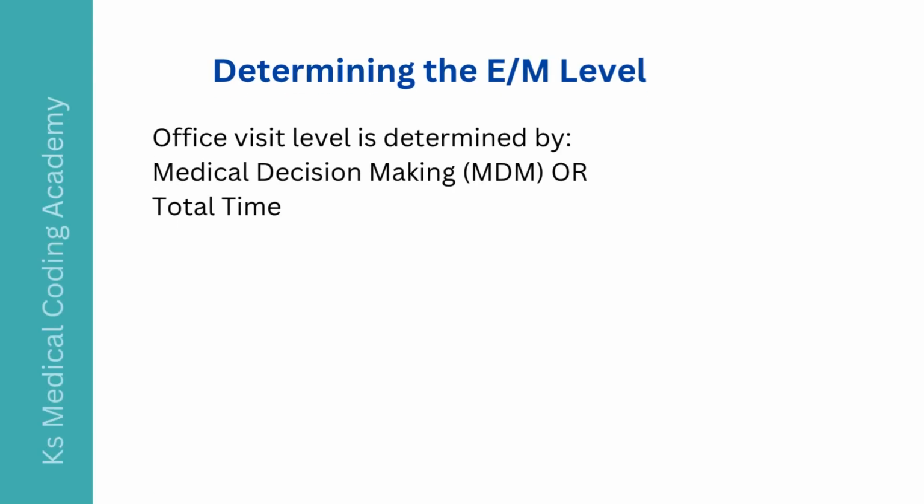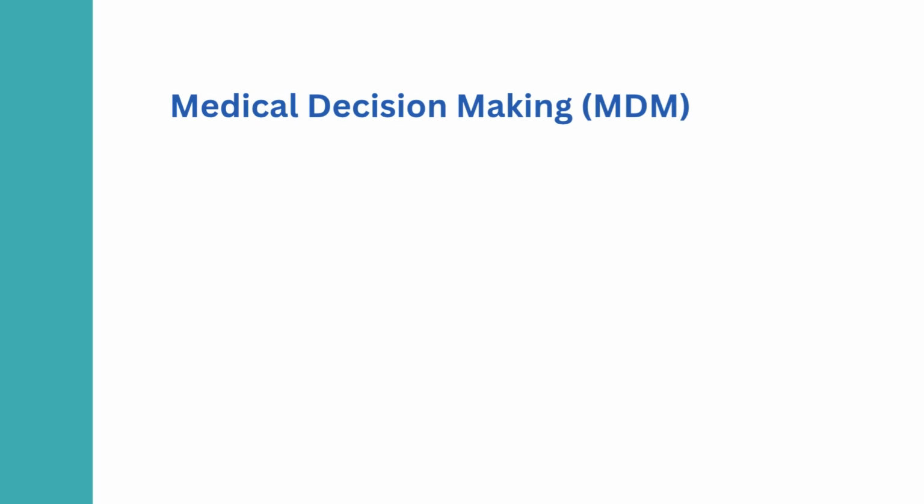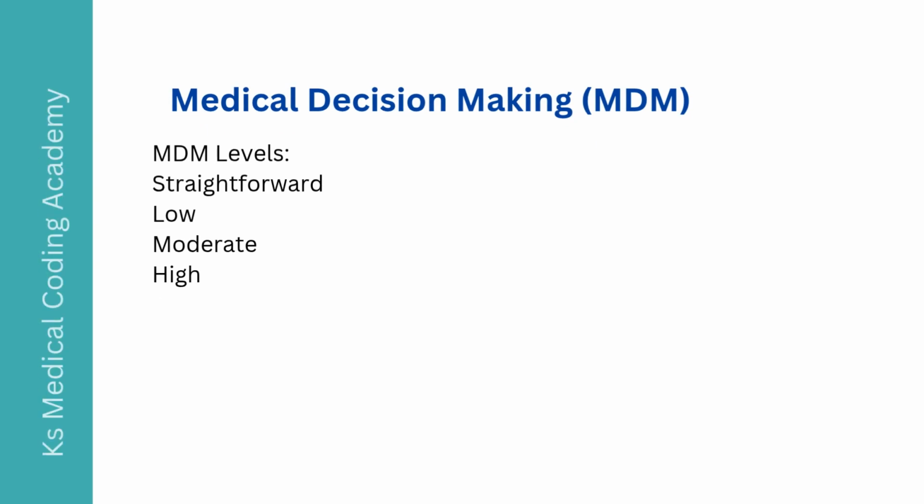Once the patient type is identified, the E/M level is selected using either medical decision-making or total time, according to CPT guidelines. The provider may use whichever method is appropriate for the documented encounter. Medical decision-making is divided into 4 levels: straightforward, low, moderate, and high. The level depends on the complexity of the patient's problems, the amount of data reviewed, and the overall risk involved in patient management.